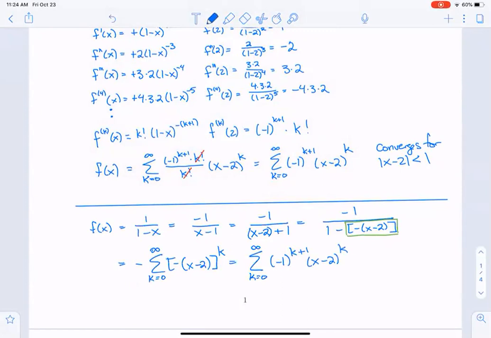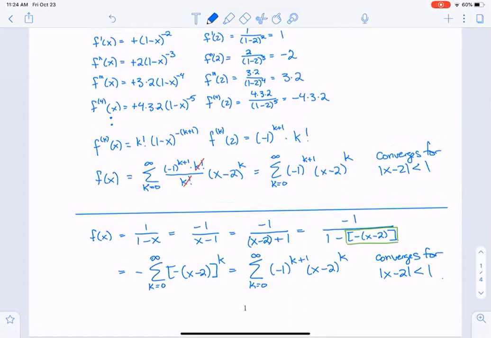And then using geometric series, we know that that must converge when r is less than 1. So that's the same thing as absolute value of x minus 2 less than 1. So you can get this Taylor series in two ways. You can use geometric series as long as it's centered at the right point. I needed to center this at x equals 2, or you can do it using derivatives. Okay, so that's my first example of Taylor series.